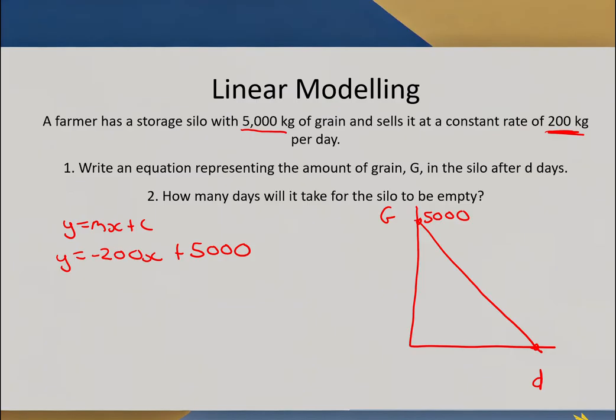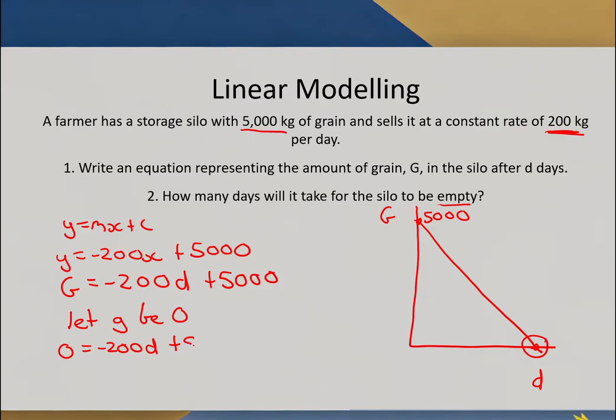Again, we've got our equation, but it's asking when the silo will be empty. That is our x-intercept. To work out any x-intercept, we need to let y equal 0, but I forgot to put in changing my y to g and changing my x to d. So now I'll change g to 0. So let g be 0. So that will be 0 is equal to negative 200d plus 5,000.